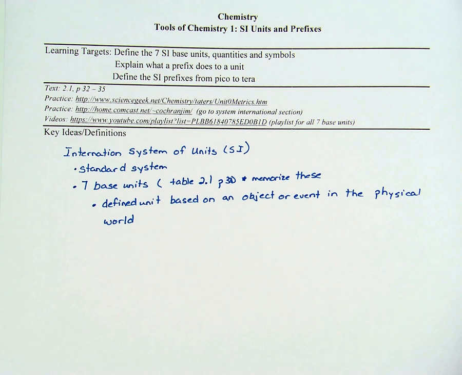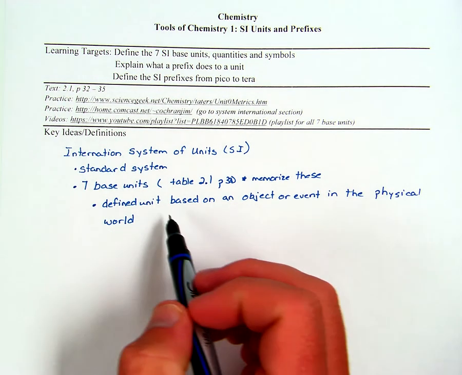The meter is defined, I say second, I meant meter. The meter is defined as the distance that light will travel in a vacuum in 1/300 millionth of a second. It's actually like 1/299,800 something thousandth of a second. I don't remember what it is off the top of my head. But each of these 7 base units has a physical event by which they are defined.